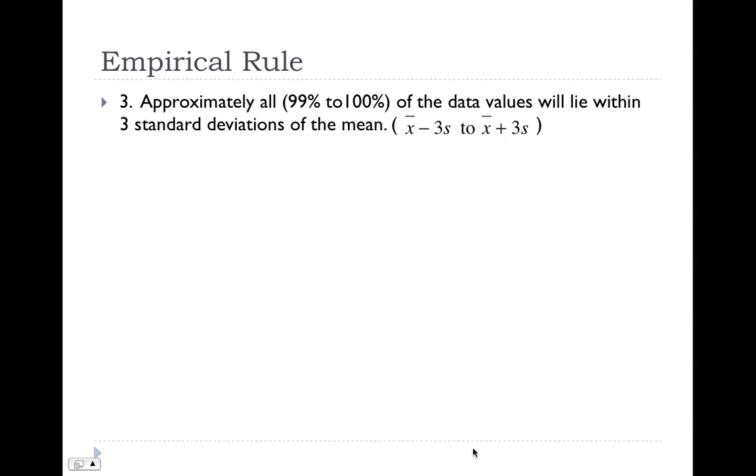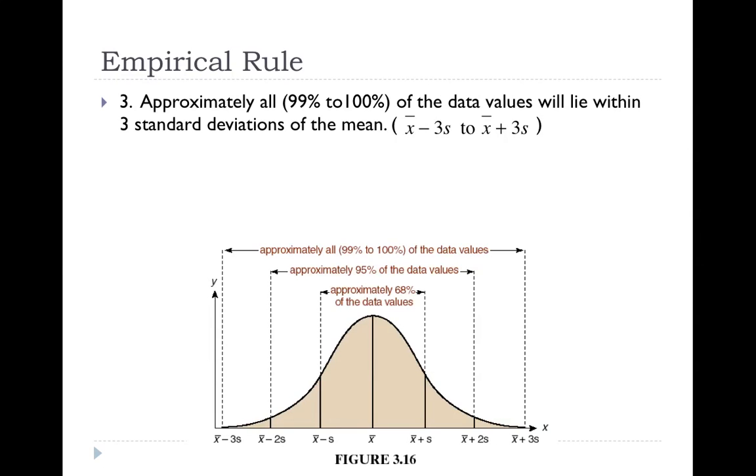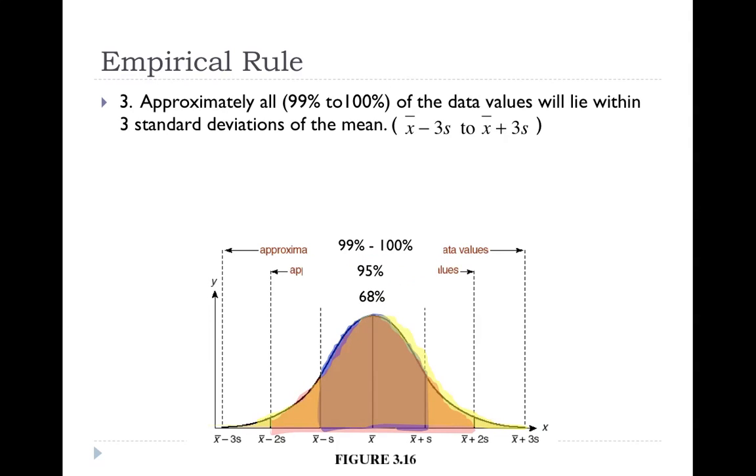And the third part of the rule, this is the final part of the rule, approximately all, which is 99 to 100% of the data values will lie within 3 standard deviations of the mean. So within 3 standard deviations, we have x bar plus 1, 2, 3 standard deviations, x bar minus 1, 2, 3 standard deviations. So from this edge to this edge, approximately all of the data values will be present. Okay, 99 to 100% of the data values.